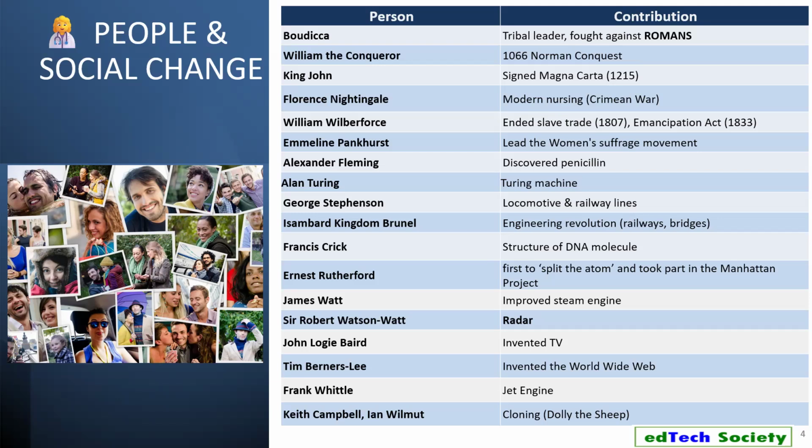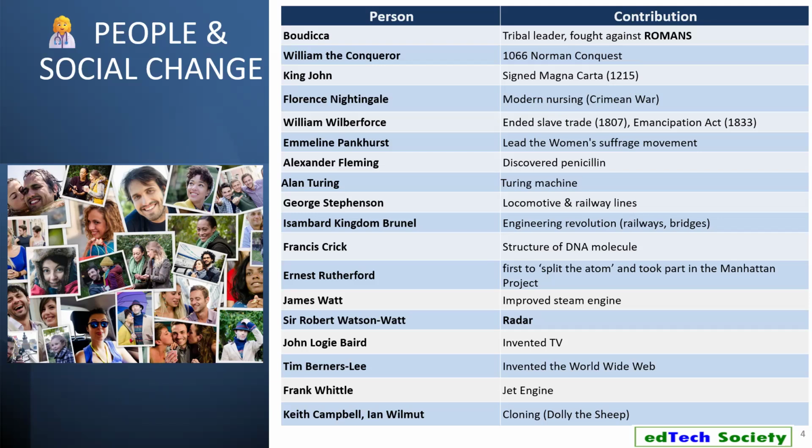Ernest Rutherford, he is the first person to split the atom and took part in the Manhattan Project. And he is the father figure of the atom bomb or nuclear weapon, which was later used in 1945, in the Second World War, by the USA on Japan.